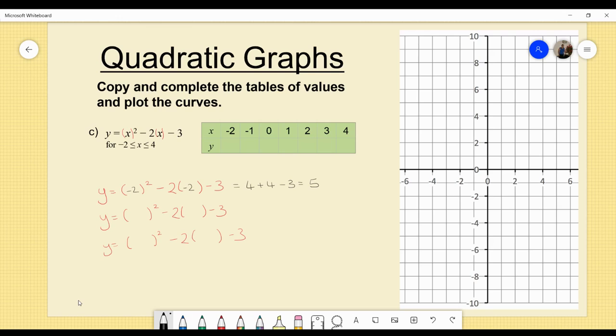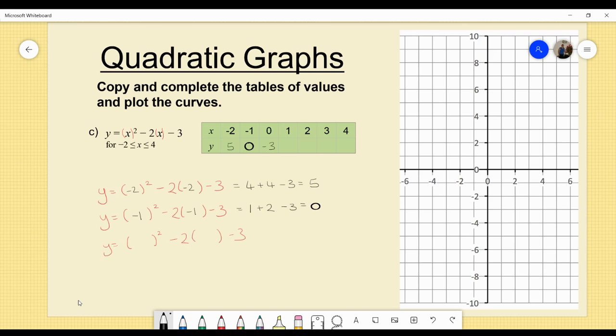Okay, so just be mindful for this one, I would get 5. I do it for the second one, so minus 1 in the brackets. Minus 1 squared is 1. Minus 2 times minus 1 is going to give me plus 2. Take away 3. That will mean I end up with 0. If I put 0 in, it's going to be 0 squared minus 2 lots of 0 minus 3, giving me minus 3 as an answer on that one.